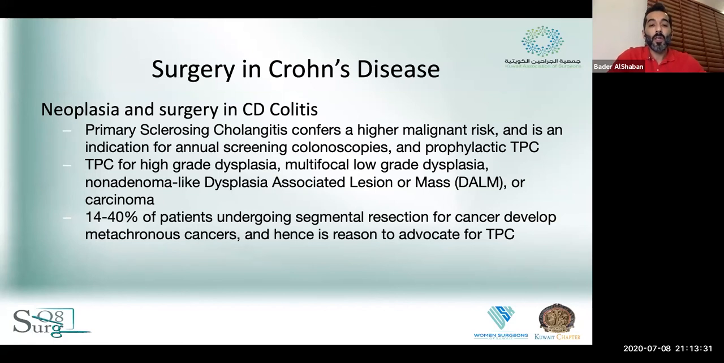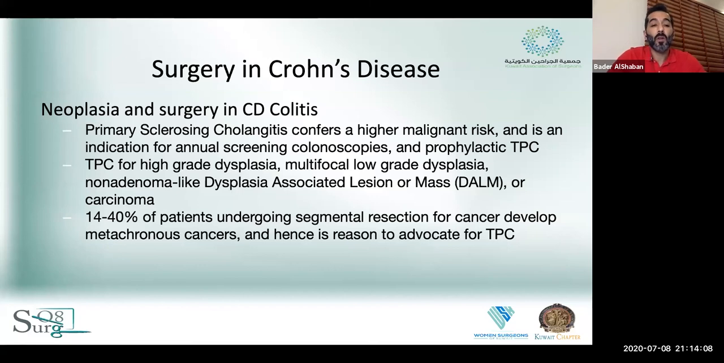What about other indications that are not necessarily neoplastic, but may indicate high risk for cancer? So primary sclerosing cholangitis does confer a higher malignancy risk, and it is an indication for annual screening colonoscopies at an earlier age. It is also an indication for prophylactic total proctocolectomy. Because up to 40% of patients undergoing segmental resection for cancer will eventually develop another intestinal cancer, and hence there is a strong reason to advocate for total proctocolectomy in that subset of patients.